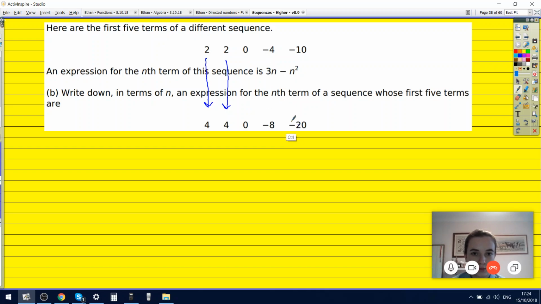And so what do you know about the nth term? Would it be 6n minus n squared? It's all doubled. Oh, minus 2n squared. Yeah. So it would be like doing 2 times 3n minus n squared. And so that's why it's the whole thing doubled.